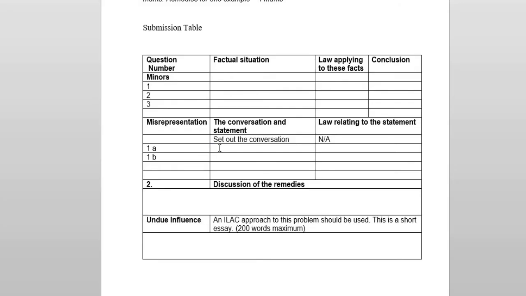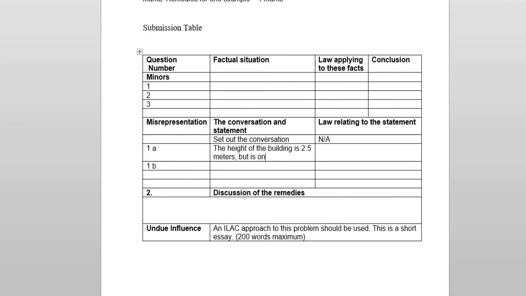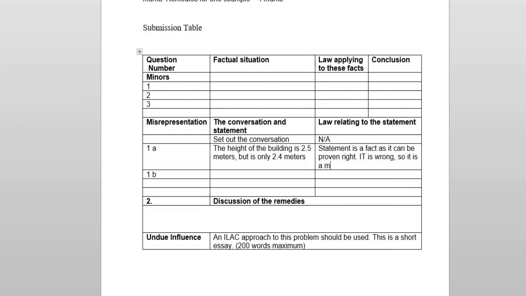Okay, so here we have the form to fill out. Now I'm just going to put in here the height of the building is, let's say, 2.5 meters according to the employee, but is only 2.4 meters. Now is that a misrepresentation over here? The statement is a fact as it can be proven right. It is wrong, so it is a misrep. That's all we need to be saying there.